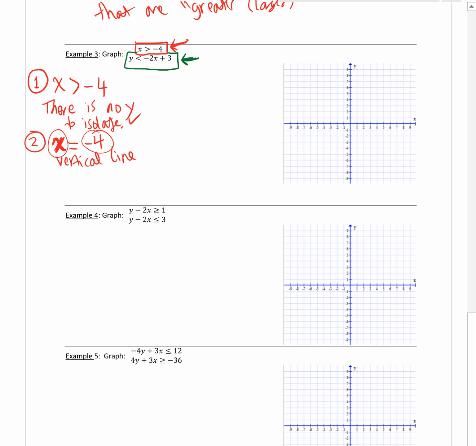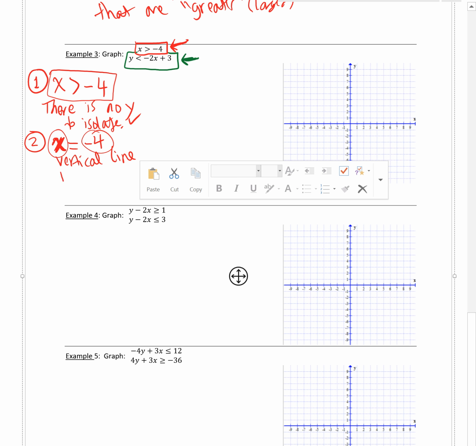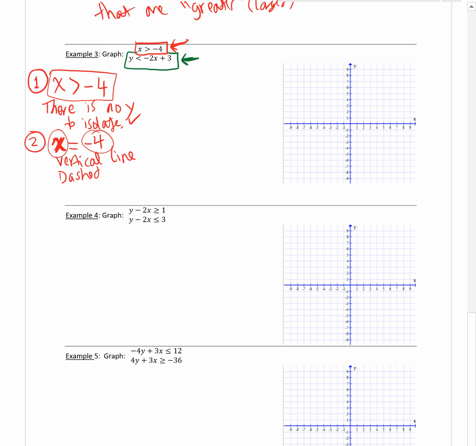I can kind of picture that, but I have to keep in mind, am I going to make this a dashed line or a solid line? I'm going to look back at my original inequality here. It was x greater than -4. Notice there's no "or equal to" in that inequality. It's just a strict greater than, no equal to. So it must be a dashed line. Alright, so I'm going to draw a dashed line through -4 on the x-axis. I'm going to start here and then draw my dashed line vertical. Very nice. Okay, there it is.